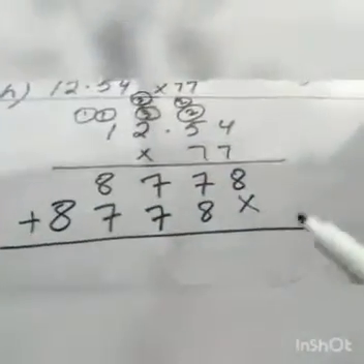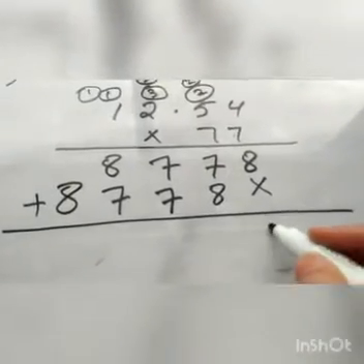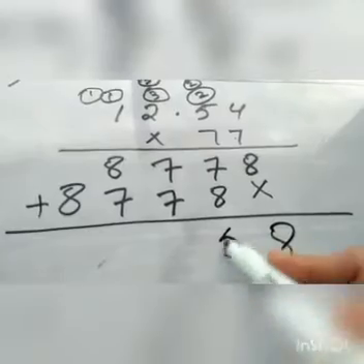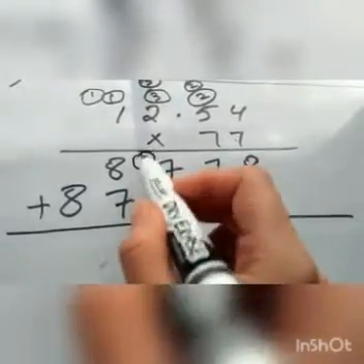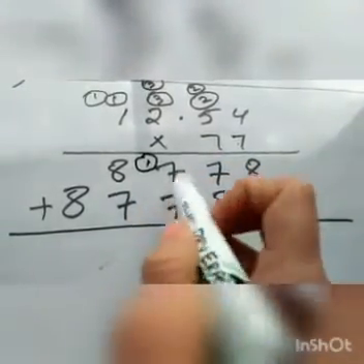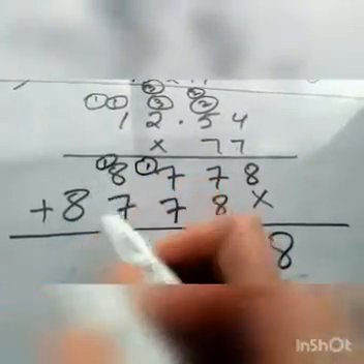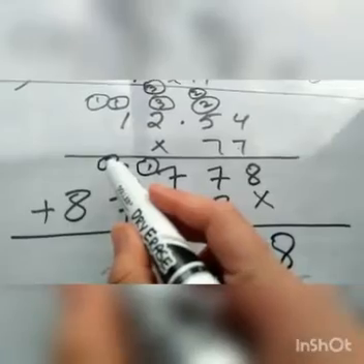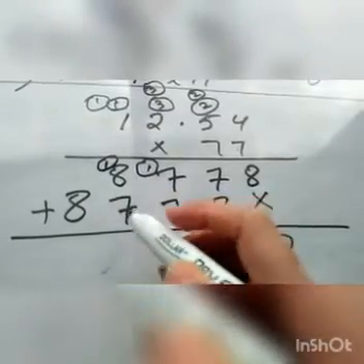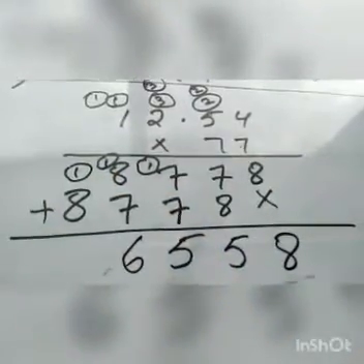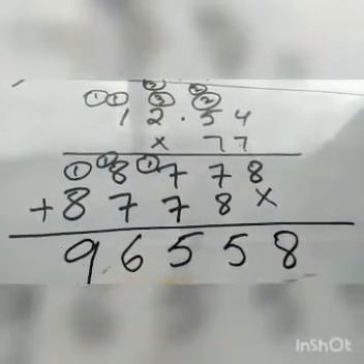Now add it together. 8 plus 0 is equal to 8. 7 plus 8 is equal to 15. 1 carry over the next. 7 plus 7 is equal to 14 plus 1 is equal to 15. 1 carry over the next. 8 plus 1 is equal to 9 and 9 plus 7 is equal to 16. 1 carry over the next. 8 plus 1 is equal to 9.